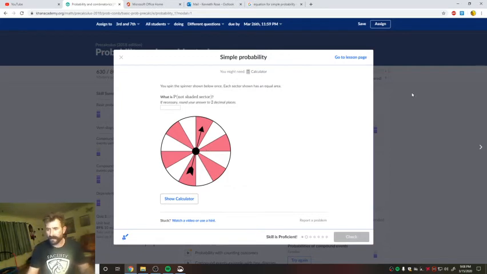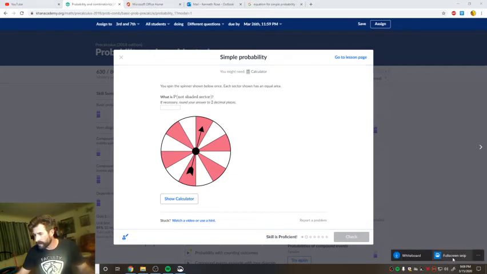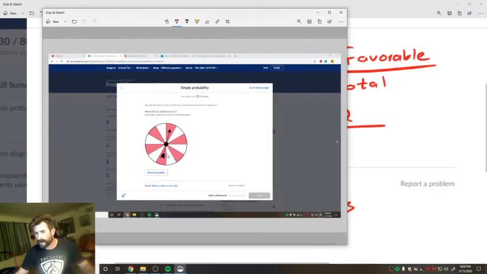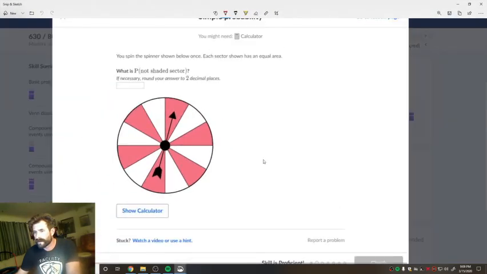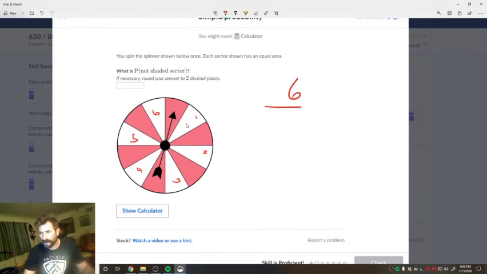So let's do our favorable over total. The favorable amount of outcomes would be all the white ones. So let's see how many we have there. 1, 2, 3, 4, 5, 6. So that goes on top.